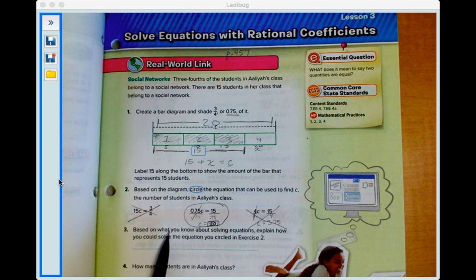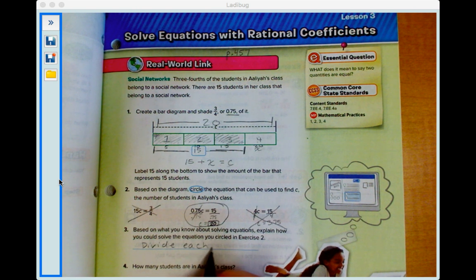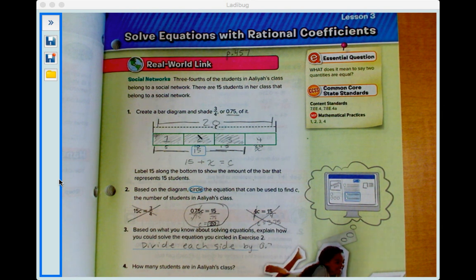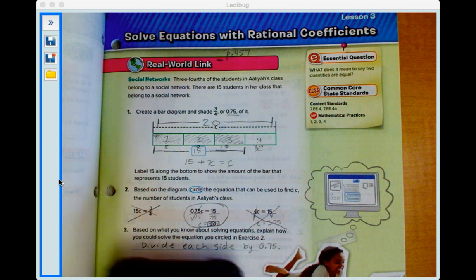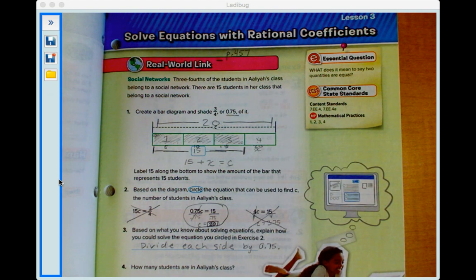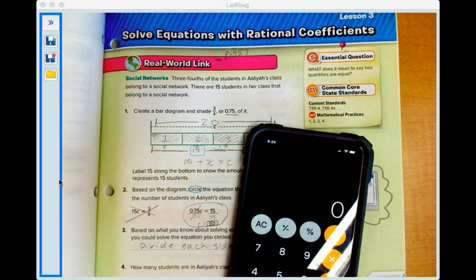So, based on what you know about solving equations, explain how you could solve the equation you circled in exercise 2. So we already did that. We actually solved them to find the answer. So you don't need to explain too much. Like, you don't need to show me the work again, but we can write that we divided each side by 0.75. And just so that you can see and check my math, we'll do 15 divided by 0.75 equals 20.